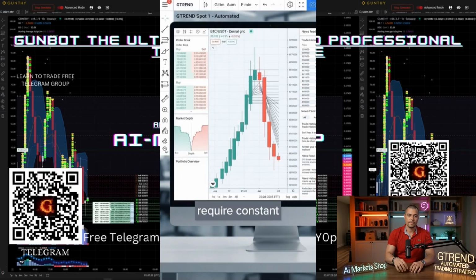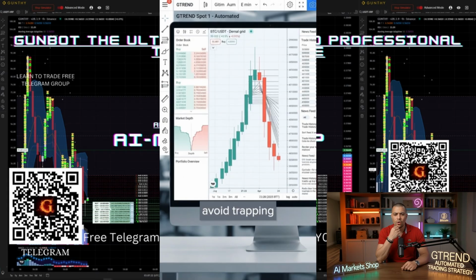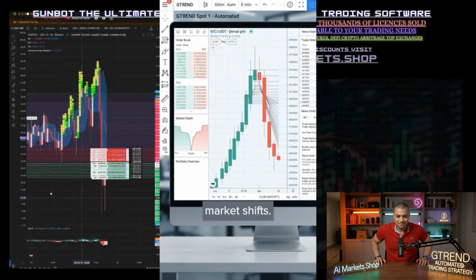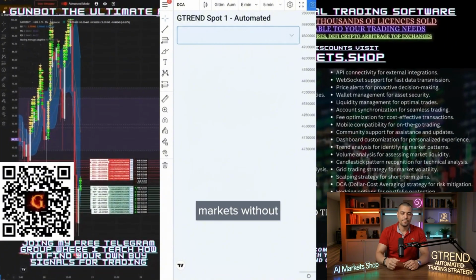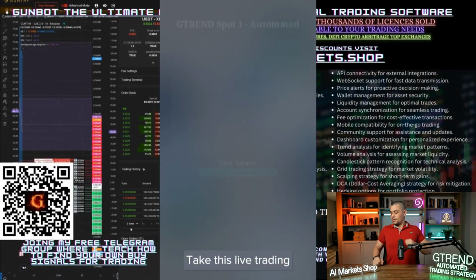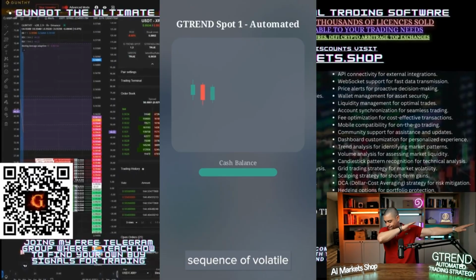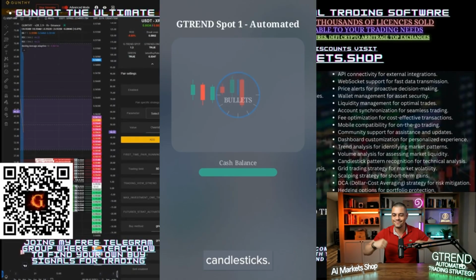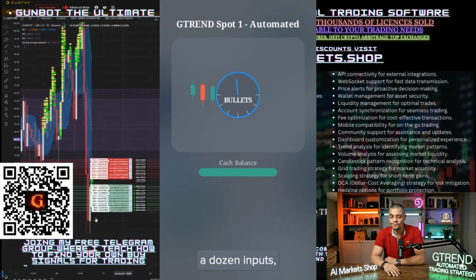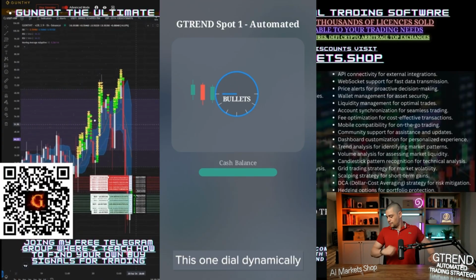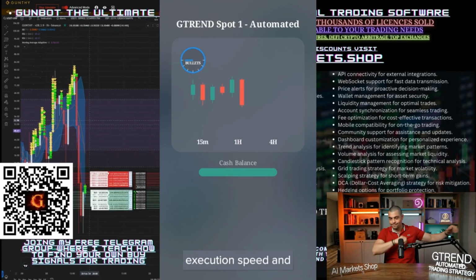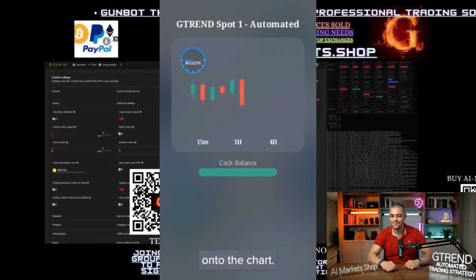Manual trading grids require constant readjustment to avoid trapping cash during sudden market shifts. So how does Gtrend Spot 1 Automated adapt to volatile markets without complex tuning? Take this live trading chart facing a sudden sequence of volatile bullish and bearish candlesticks. Instead of tweaking a dozen inputs, a single automated bullets dial appears. This one dial dynamically maps the system's execution speed and timeframes directly onto the chart.